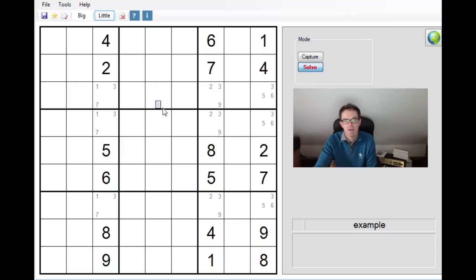Could this square ever contain a 3? Let's put it in, and let's ask ourselves that question. Can this square ever contain a 3? Let's imagine in the finished grid this was a 3. What would the implication be of that?